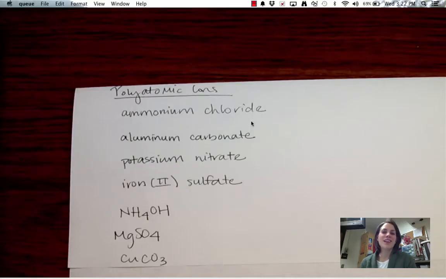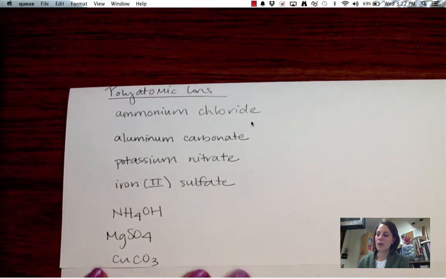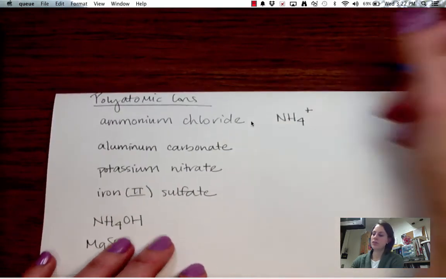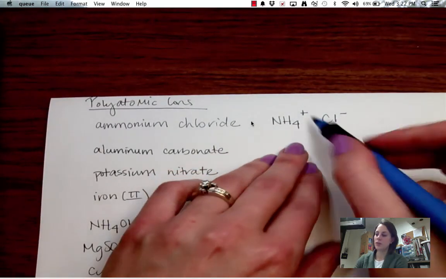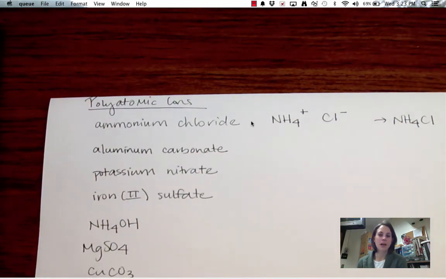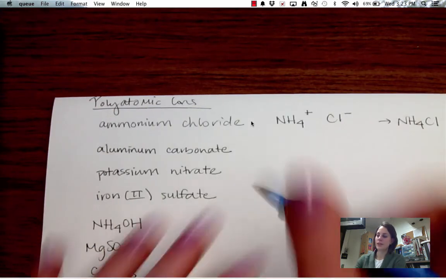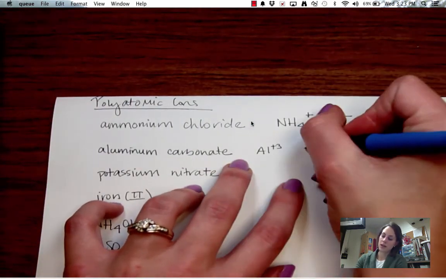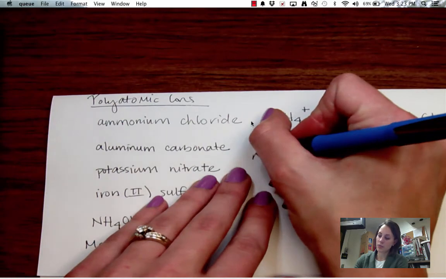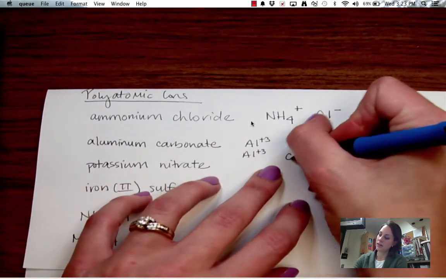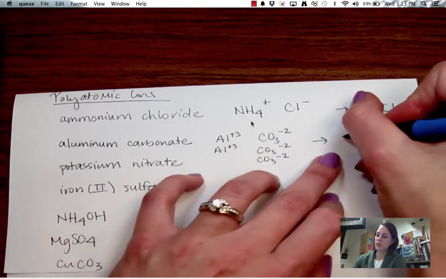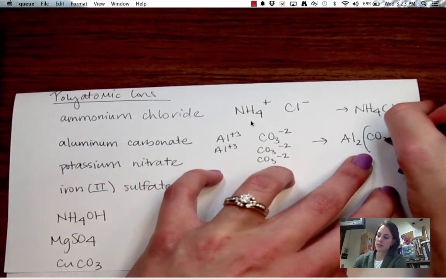Okay, so now let's see the answers to the practice problems that you just did. Ammonium chloride. Ammonium is NH4 with a +1 charge. Chloride is a -1. So +1 and -1 are going to balance out. I get NH4Cl. My next example is aluminum carbonate. Aluminum is a +3. Carbonate, the formula for that is CO3 with a -2 charge. So I need to add a couple more of each kind here. I need 2 aluminums altogether and 3 carbonates altogether. So my formula becomes Al2(CO3)3.